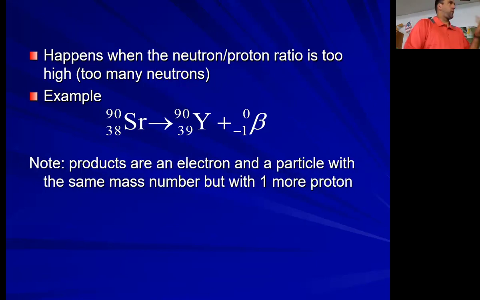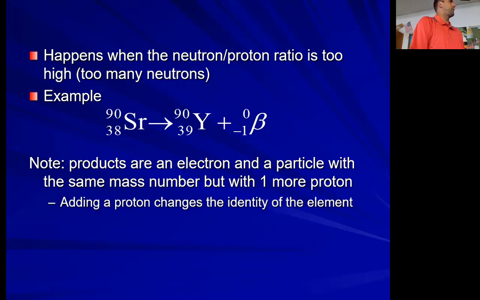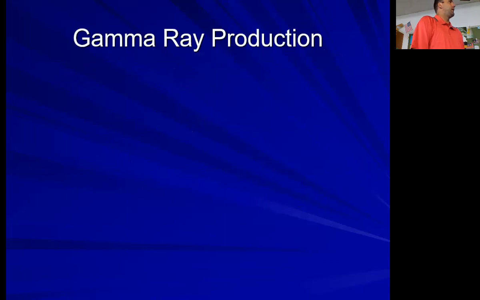So there we go. I've already gone over that. The products are an electron, same mass, but more protons. Adding a proton changes the identity of it. Gamma ray production is the easiest one ever.